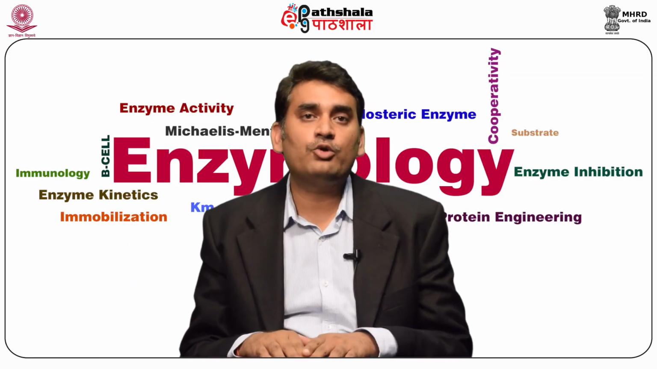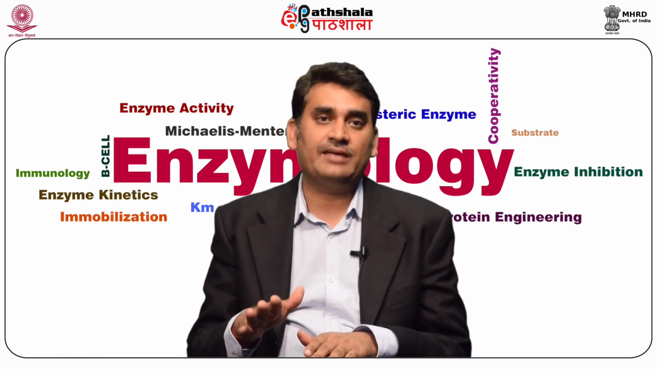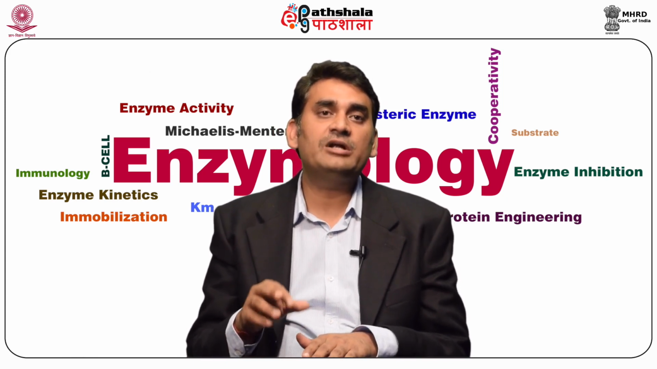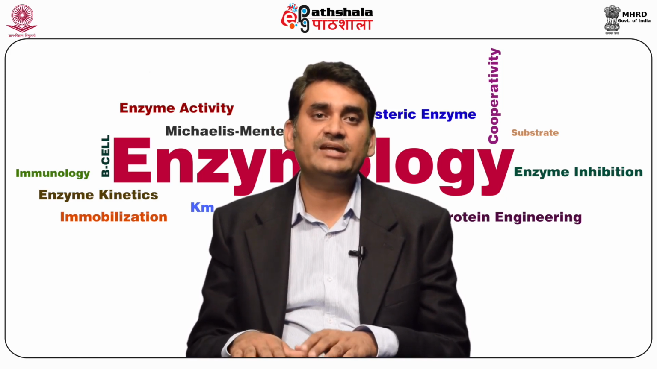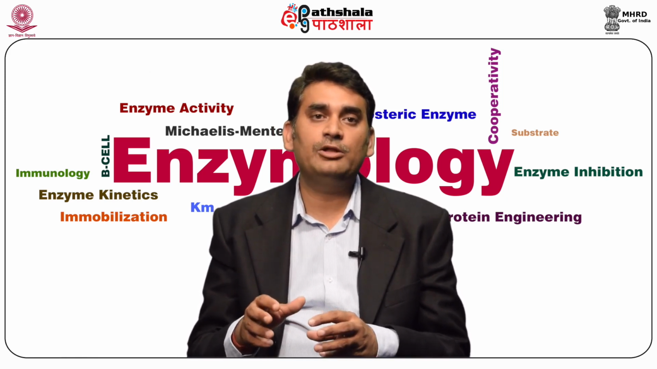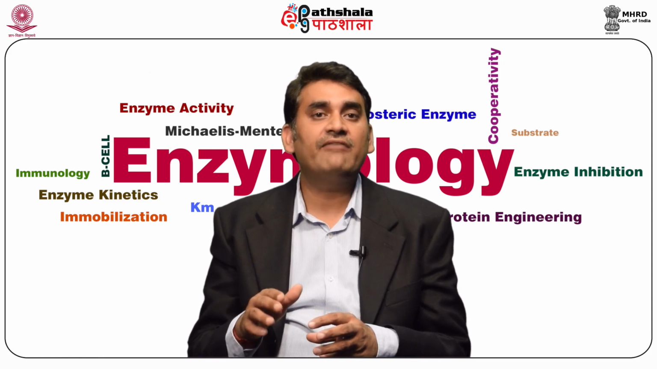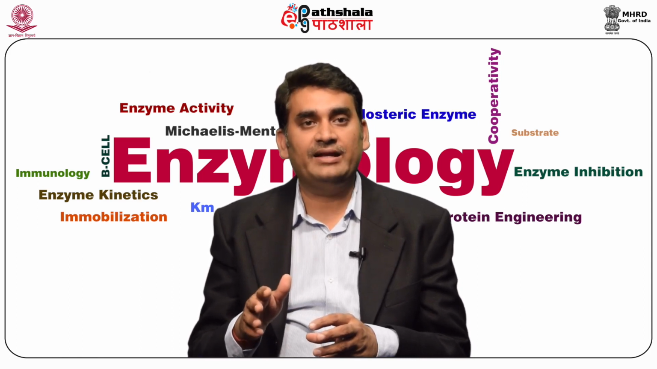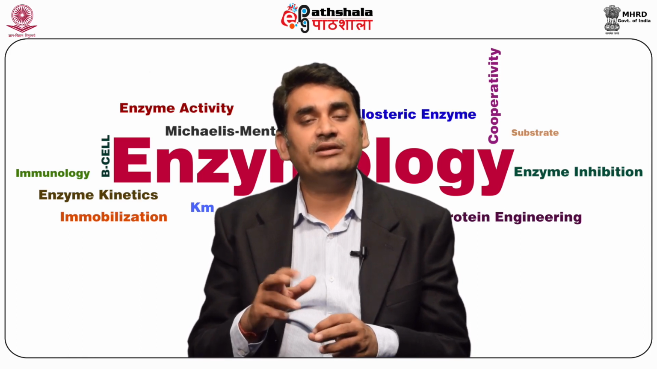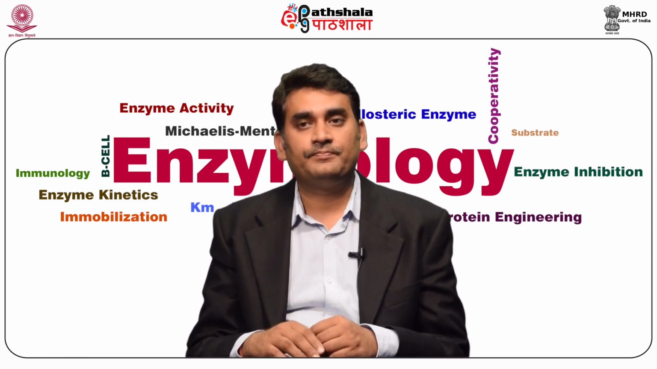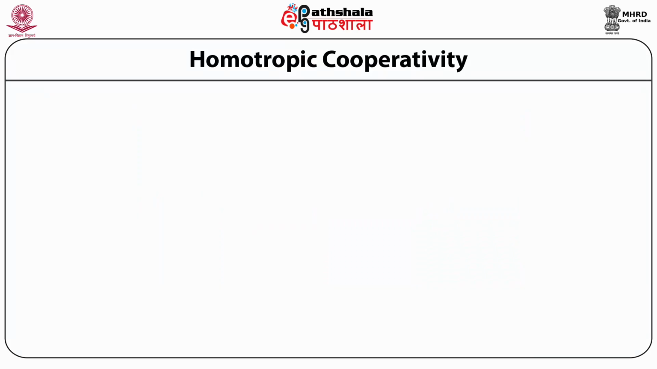So cooperativity can be seen in both enzymes and receptors having multiple substrate or ligand binding sites. That is one thing. And the concept of cooperativity is applicable only in the case of molecules having more than one substrate or ligand binding site. Based on the types of substrate or ligand, cooperativity can be of two types. So enzyme cooperativity can be of two types based on what kind of substrates are binding on the enzyme.